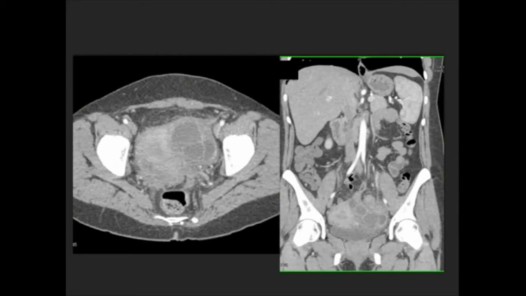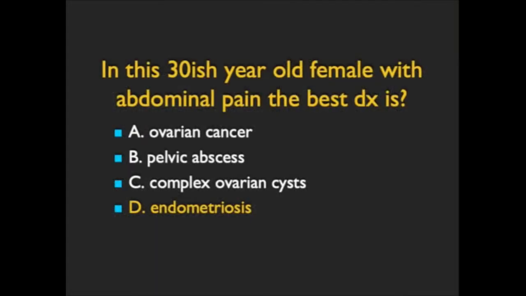If you thought about complex ovarian cysts, I could say that as well. But in this patient with chronic abdominal pain, what I wanted you to think about was endometriosis. Endometriosis is a tough diagnosis because it can look like other things. And in this case, a tubo-ovarian abscess would not have been a bad thought, but this was endometriosis. Sometimes MRI can be helpful in that regard as well, but a good example of endometriosis.